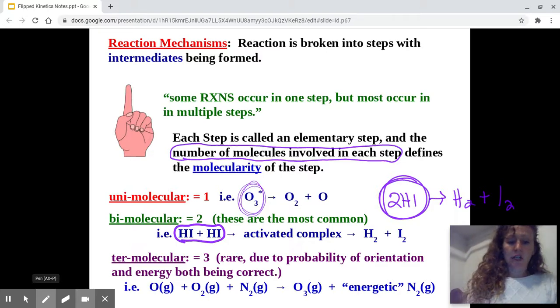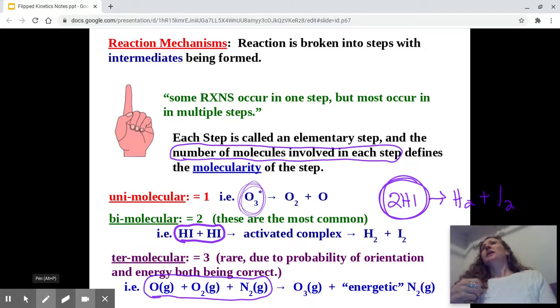And then a termolecular step, notice, has 3 molecules that have to collide. So this is where it gets back to the kinetic molecular theory. In order for this reaction to proceed forward, the molecules in the step actually have to collide with enough energy and the right orientation in order for this to move forward.